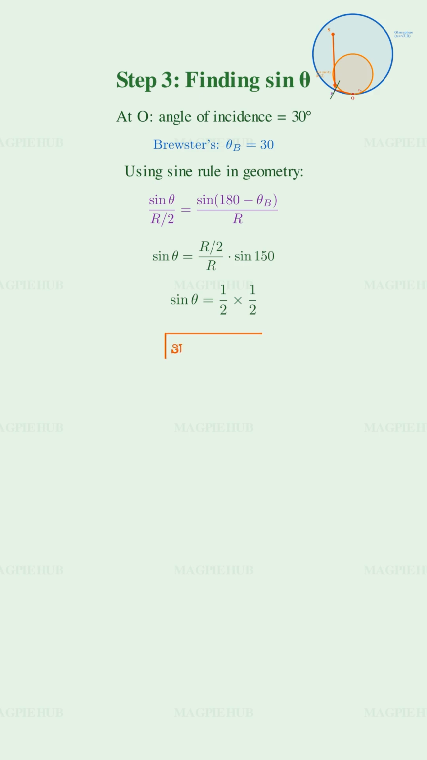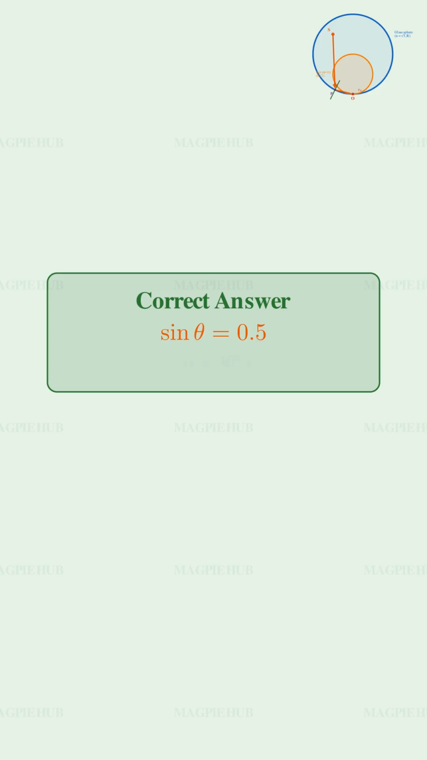Using the geometric relationship between the outer sphere of radius r and inner cavity of radius r/2 and applying the sine rule to the triangle formed, we get sin theta equals r/2 divided by r times sine of the supplementary angle. Solving this gives sin theta equals 0.5. The correct answer is sin theta equals 0.5.